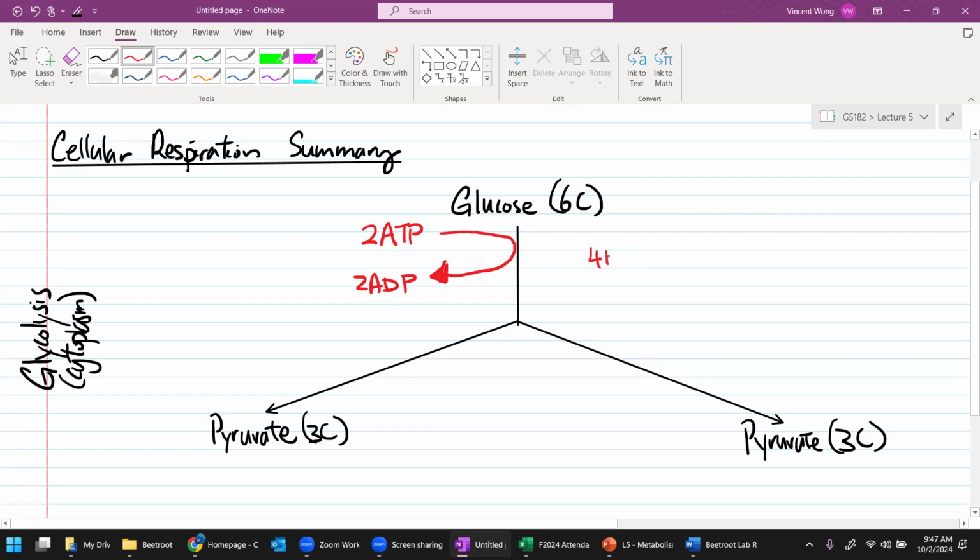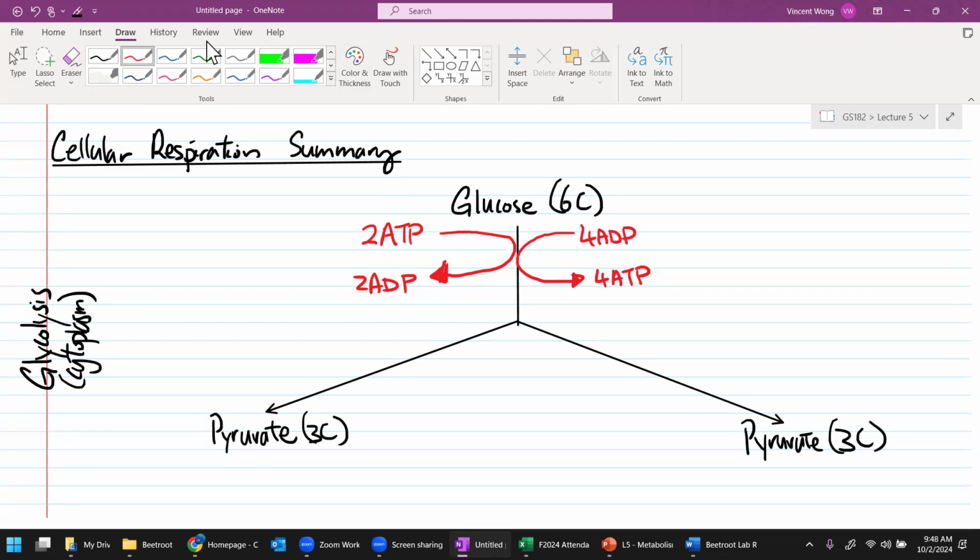And then in the yielding phase, you're gonna produce 4 ATP. And so this is money you invested. This is the return that you get back. But actually, you get back more than you invested.